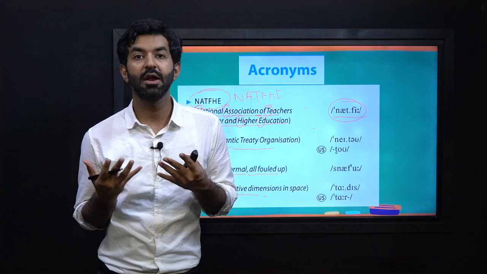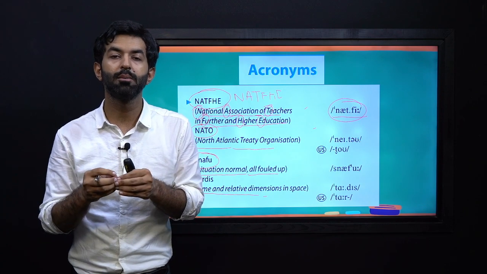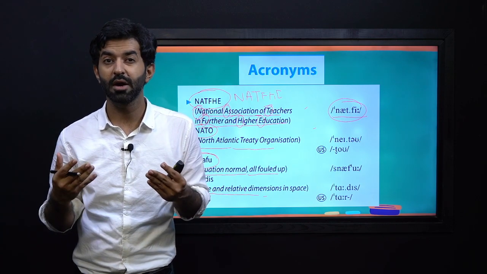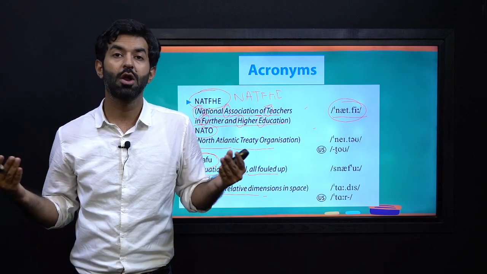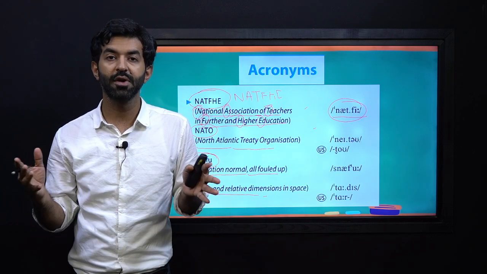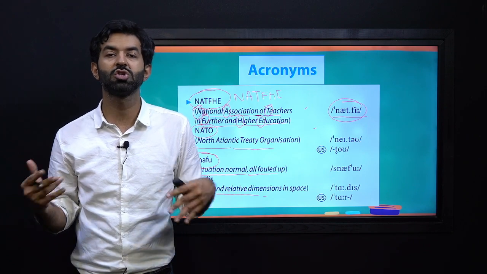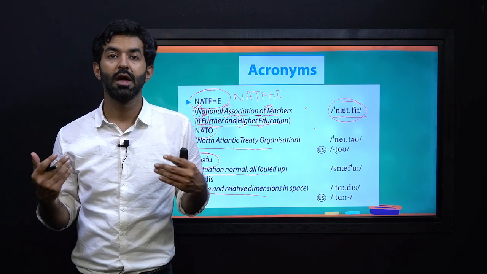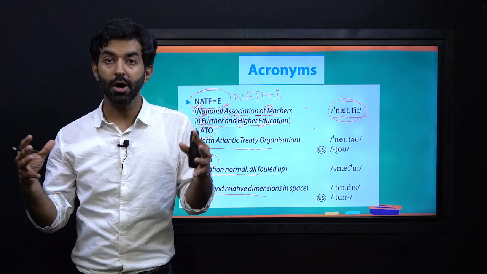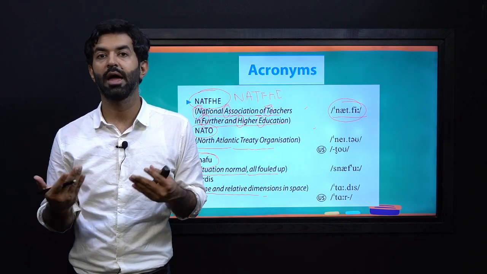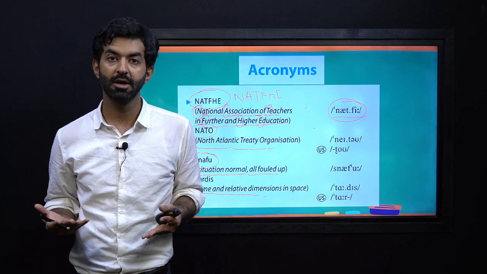Now, acronyms are very helpful, students. If you want to memorize and then remember for a longer period of time long phrases and names of organizations or different entities and institutes, you can just shorten them down, make an acronym, and memorize it for a longer time.